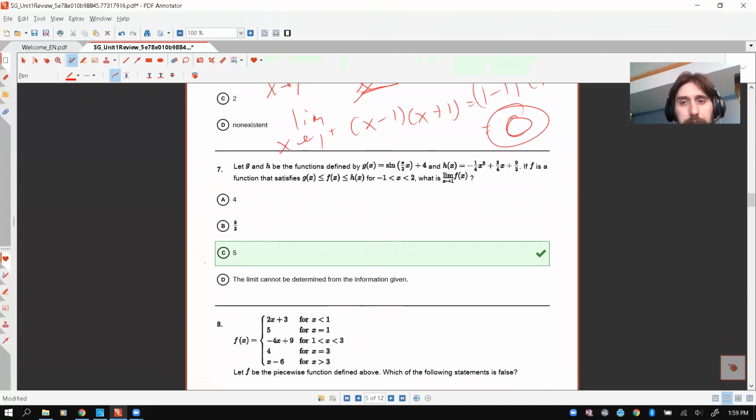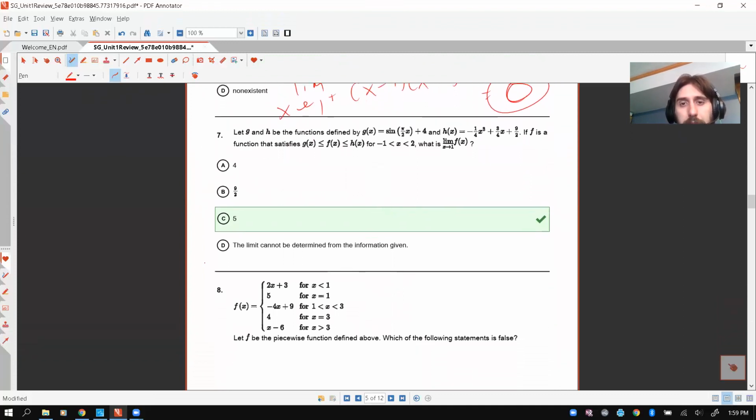That's kind of a tough one. All right, number 7 is your squeeze theorem problem. So we have g of x is the sine of pi over 2x plus 4, and h of x is negative 1/4 x cubed plus 3/4 x plus 9 over 2.